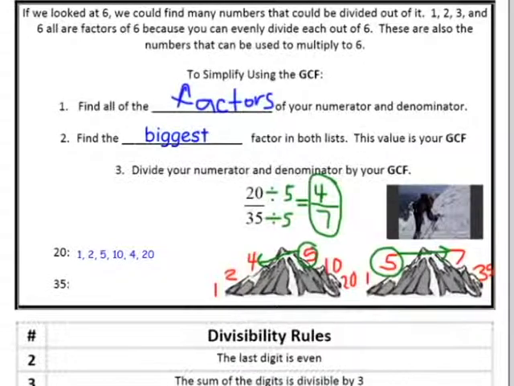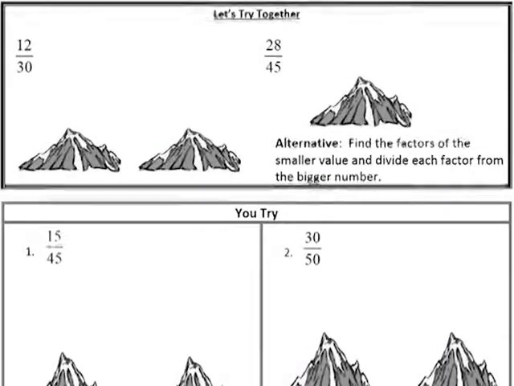Down here, as we were using them during the process of finding the GCF, are our divisibility rules. Those come very much in handy when finding all of our factors in order. All right, let's try one together. Let's try actually two together.